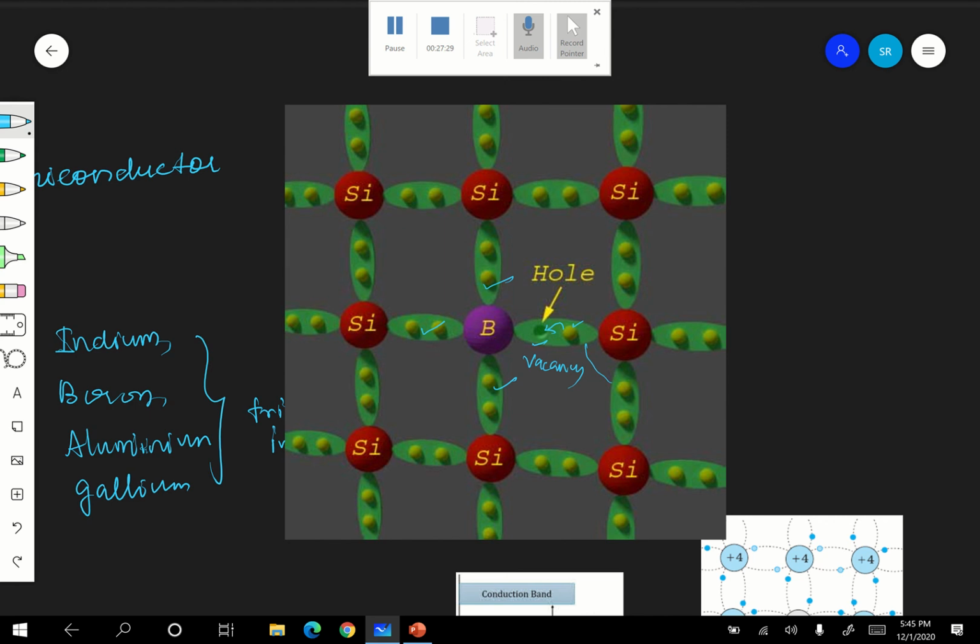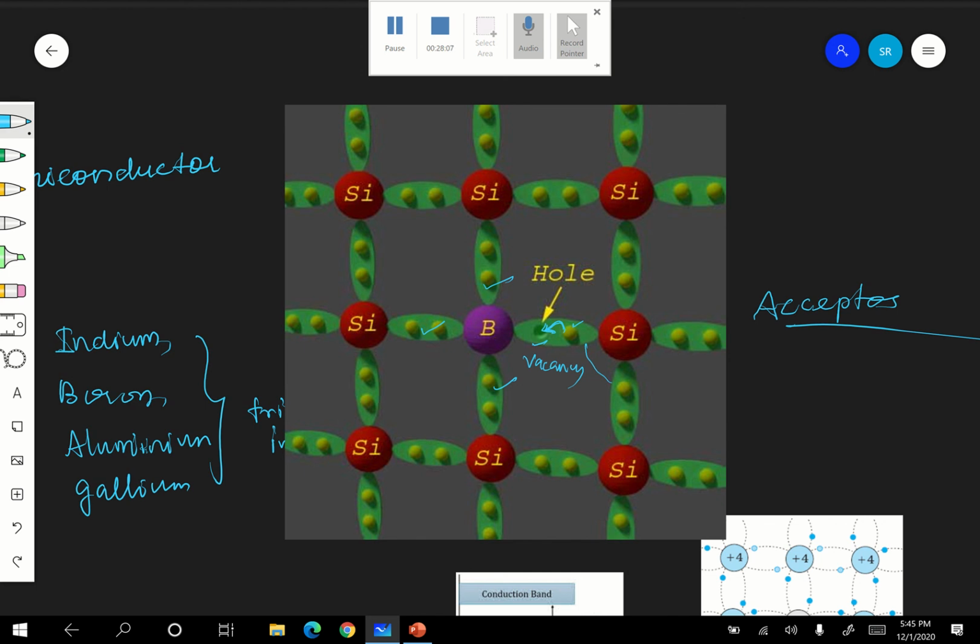When you add a trivalent impurity to the pure semiconductor, one extra hole is produced. How does it contribute to conduction? Once it accepts an electron, that is why it is called an acceptor impurity. Here there is a hole, and it is very much ready to accept one electron, because in the case of pure semiconductor, there is no vacancy at all.